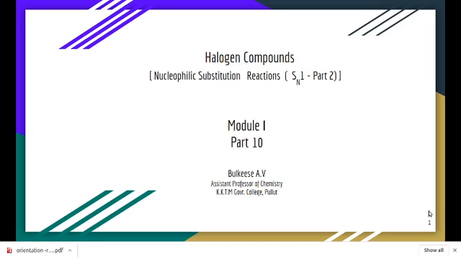Dear students, in your last class we started SN1 reactions. In that class we learned about the mechanism of SN1 reactions. Today let us know something more about SN1 reactions.